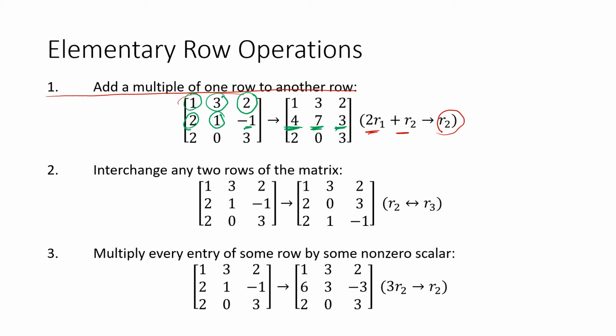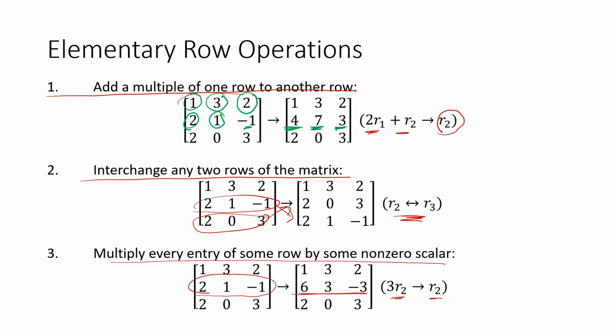Another thing I'm going to be allowed to do is to interchange any 2 rows. So in this case, this is much simpler. I've just taken row 2 and row 3 and exchanged them. So you can see that row 2 has become row 3 and row 3 has become row 2. I've just exchanged them. And the third thing I'm going to be allowed to do is to multiply every entry of some row by a number. So 3 times row 2 is my new row 2. I've just taken my row 2, multiplied every number in there by 3, and I get this.